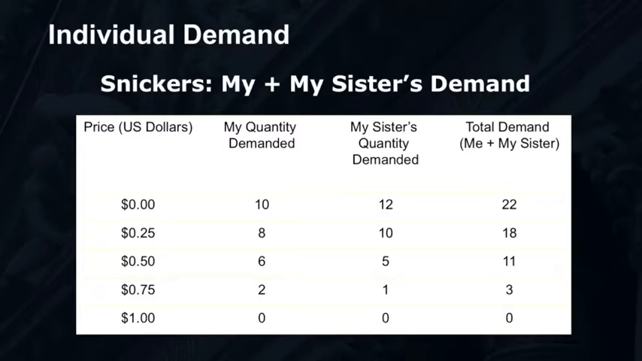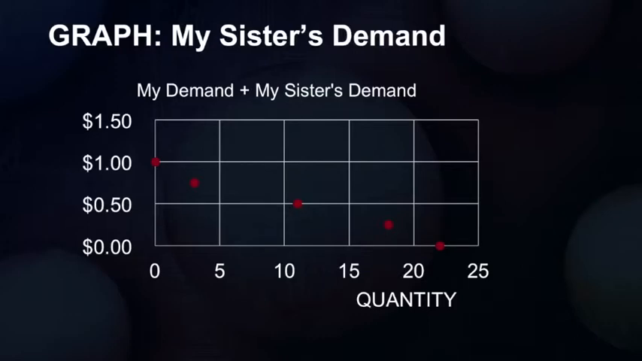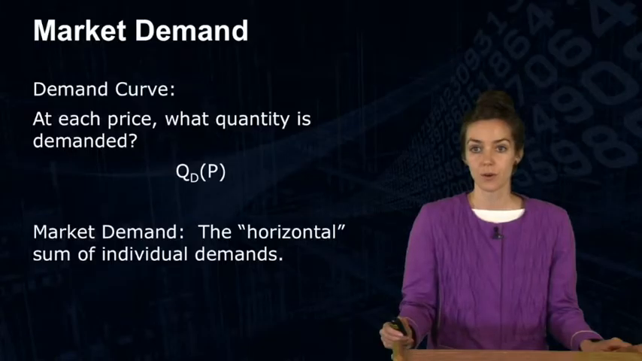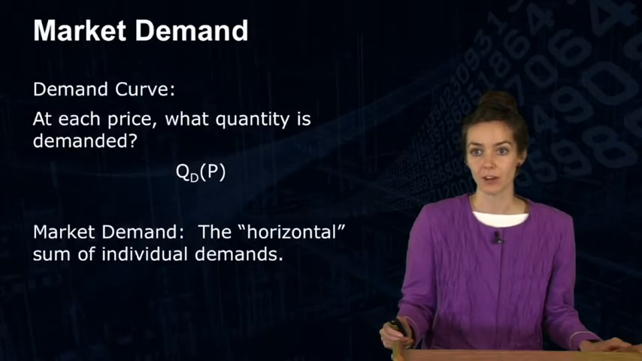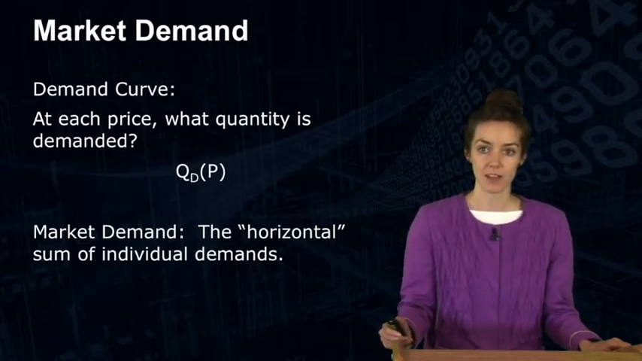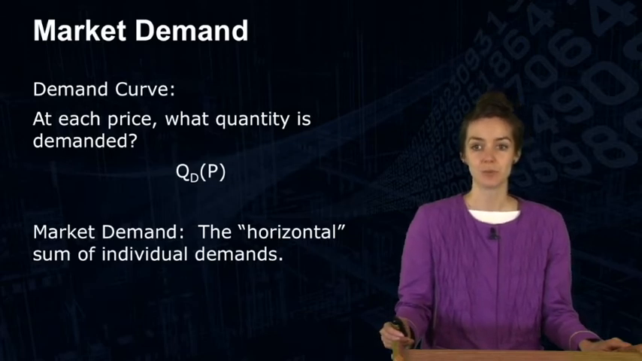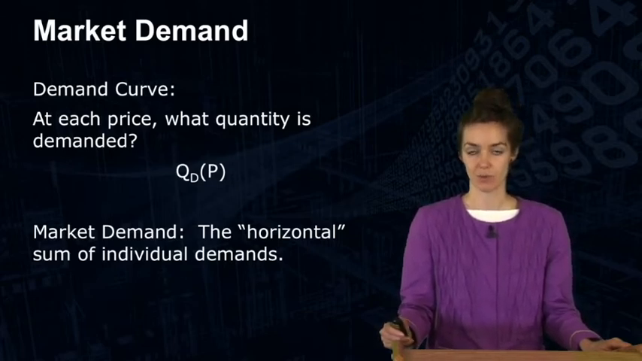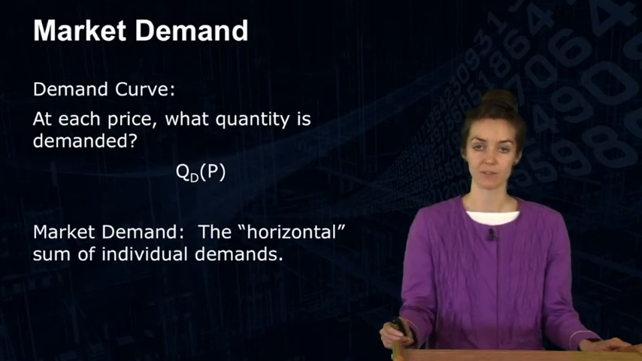And once again, we can visualize this graphically. So here is the total demand for Snickers bars. So again, at quantity of 0, the price is $1, but as we increase the quantity, we see the price decreasing. So again, we have that negative relationship between price and quantity. So remember that the demand curve is simply just what quantity will be demanded at a given price. And the market demand is just the sum of individual demands, and it is the horizontal sum. We're summing across the quantities demanded for each individual.